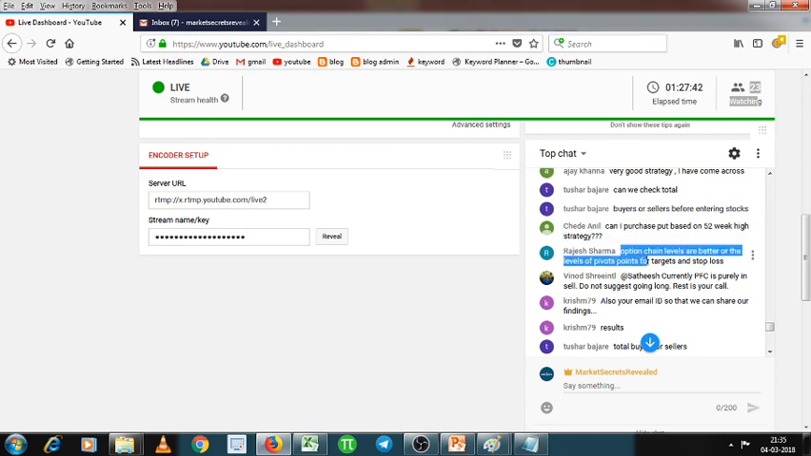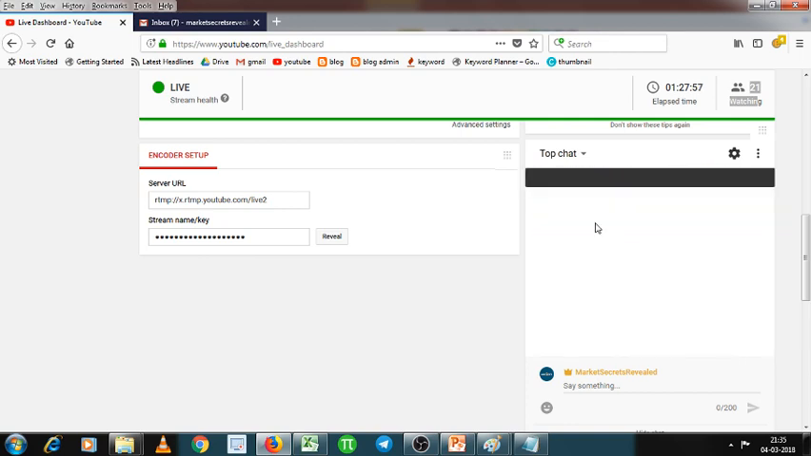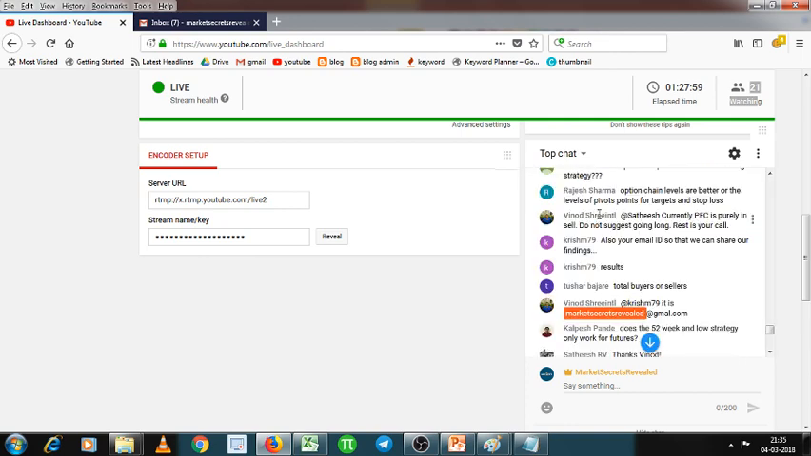Rajesh, this is a very, very good question. Thanks for bringing this up. So if it is a positional call, use option chain levels data for confirmation on your targets and stop loss. Whereas if it is intraday, you can stick to the pivot points. Vinod sir has actually answered this question.